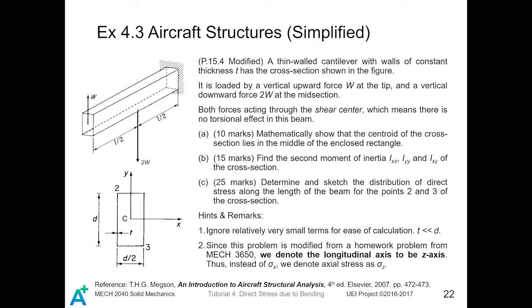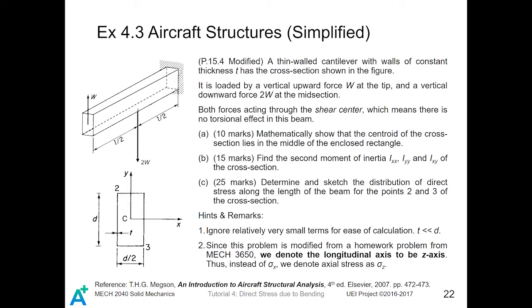It is loaded by a vertically upward force W at the tip and a vertical downward force 2W at the midsection. Both forces act through the shear center, which means there is no torsional effect in this beam. You are required to mathematically show that the centroid of the cross-section lies in the middle of the enclosed rectangle, as well as find the second moments of inertia, Ixx, Iyy, and Ixy of this cross-section.